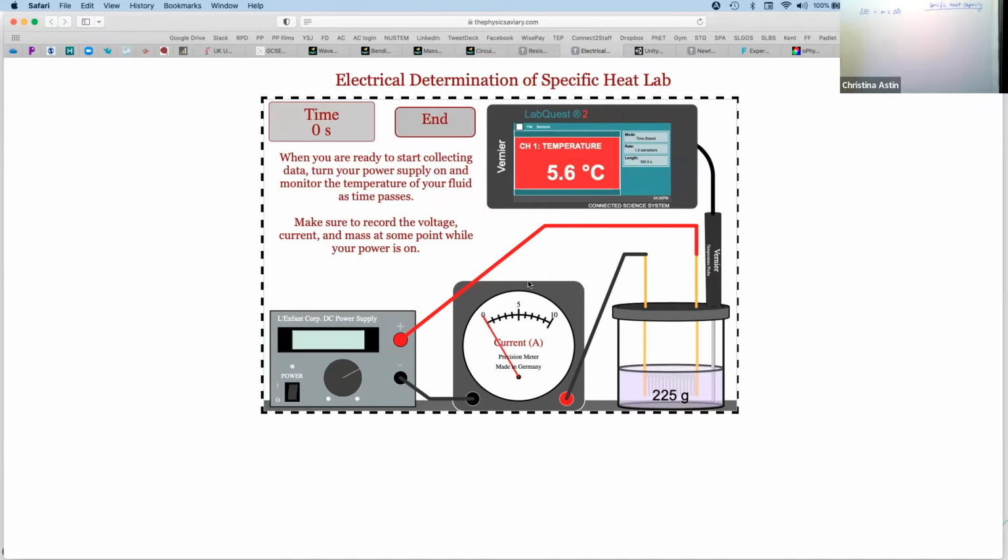The first thing I should tell you is that this purple liquid is not meant to be water. And actually, every single time I've done this simulation, I get a different specific heat capacity. So I think it's a different actual simulated liquid every time.